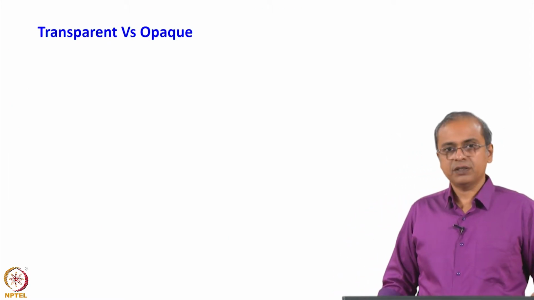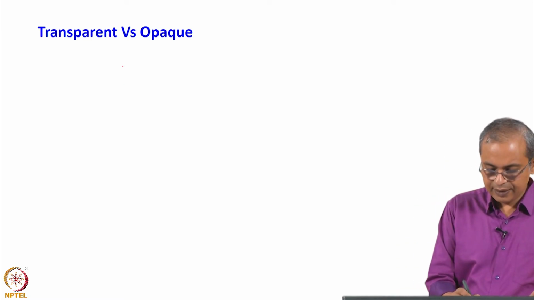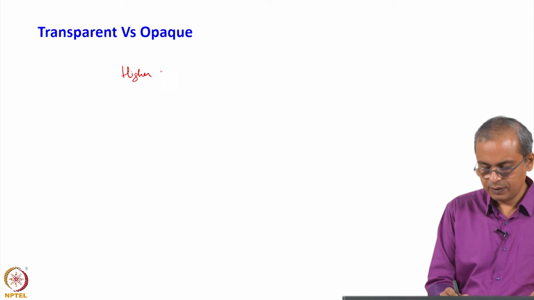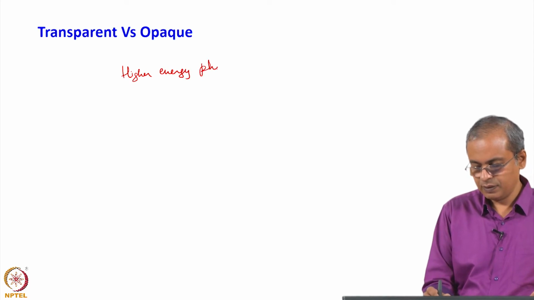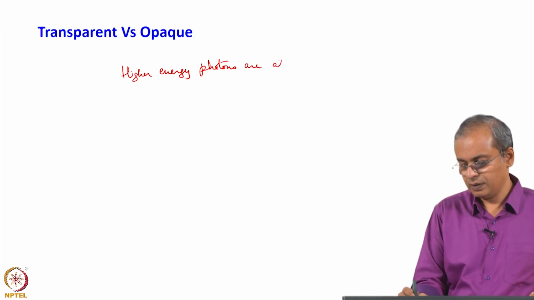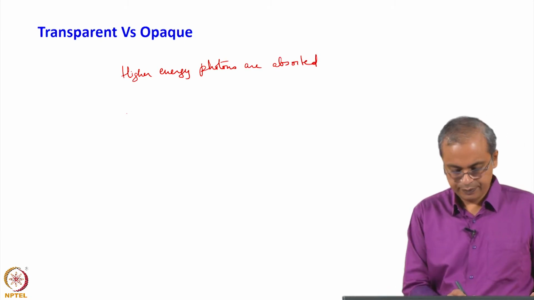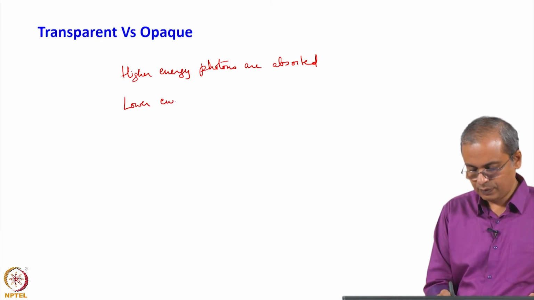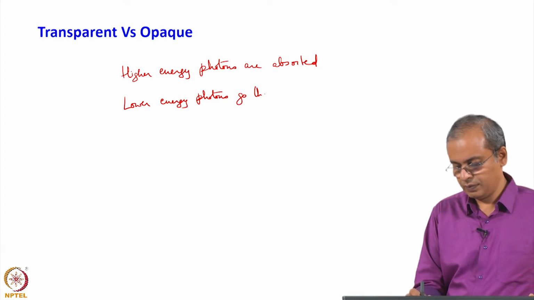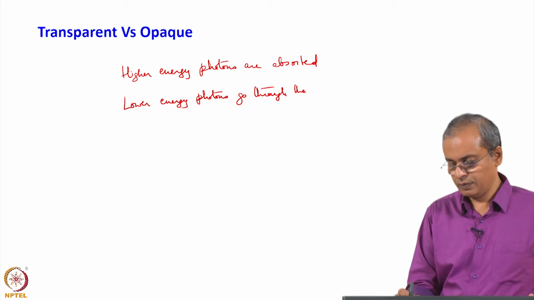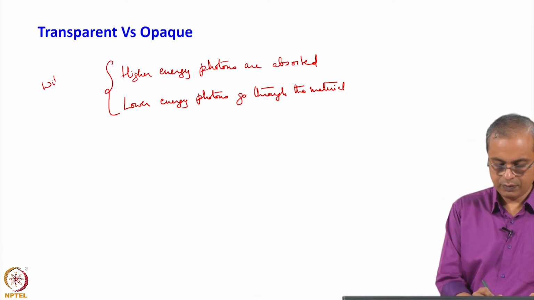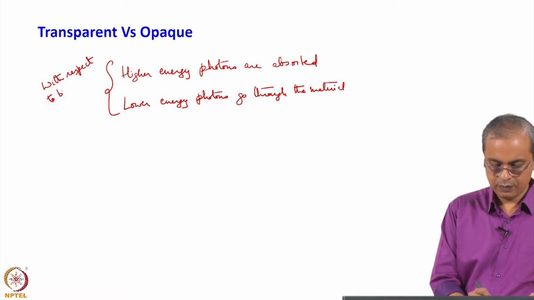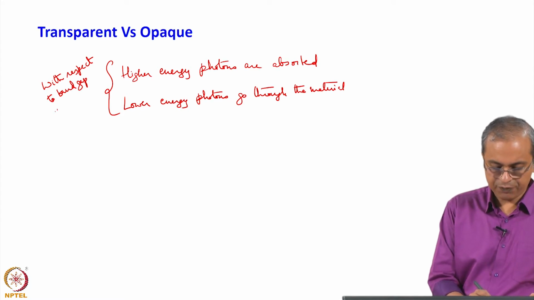Okay, so that is this idea of transparent versus opaque, higher energy. So, this is with respect to the band gap of that material.